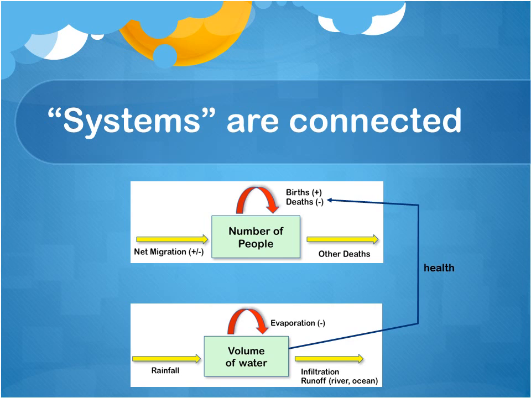So for example, the volume of water, the availability of that water, if the water feeds the population, it will have an impact on the health of the people, which will affect births and deaths. So if you have good quality water, plenty available, you have capability of having more births. But if you have little water available or poor quality, then you have more potential for death. So there's a connection between these two systems through health.